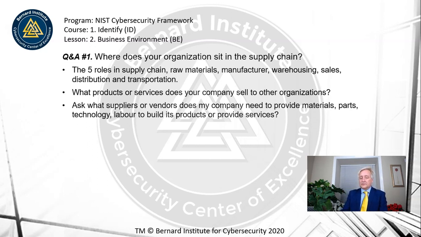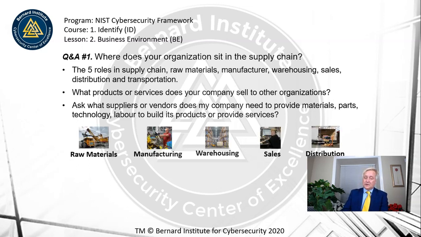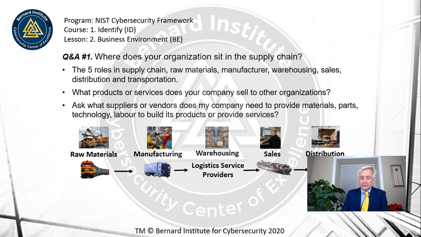Ask what suppliers or vendors does your company need in order to provide its services or parts or the products that it provides. Again, we have the raw materials part of the process, the manufacturing, warehousing, sales, and distribution. There's a number of different channels from a logistics perspective that could be used. You could have raw materials shipped by train to the manufacturing location. And once the manufacturing location is done with the components, they might use trucks to haul it to a warehouse.